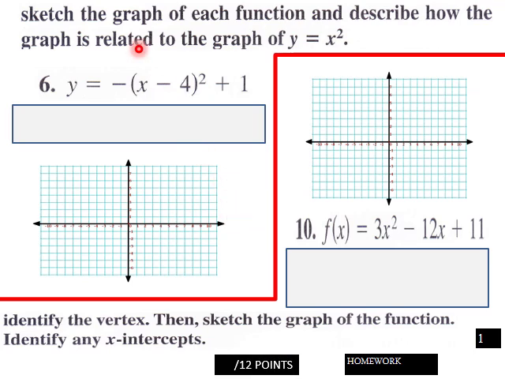Page 1 of your homework, graph each function. Describe how the graph is related to the graph of y equals x squared. Put your explanations here in your explanation boxes. And then identify the vertex and sketch the graph of the function. Identify any x-intercepts.